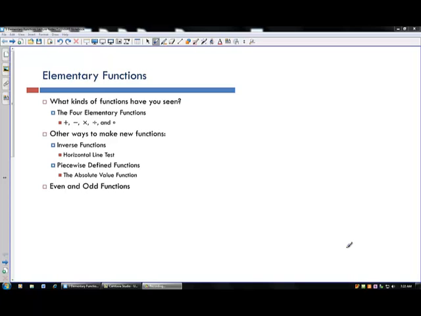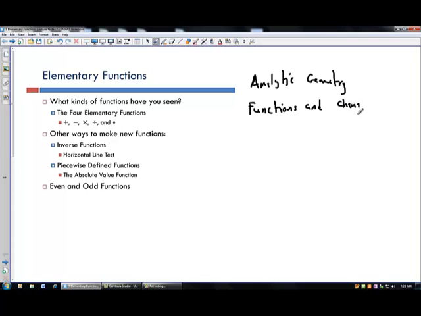Today's lecture is on elementary functions, but let me start with a brief review of what we've covered. We covered two topics: analytic geometry, and functions, and we talked a little bit about how they change. So these are the two we've covered.